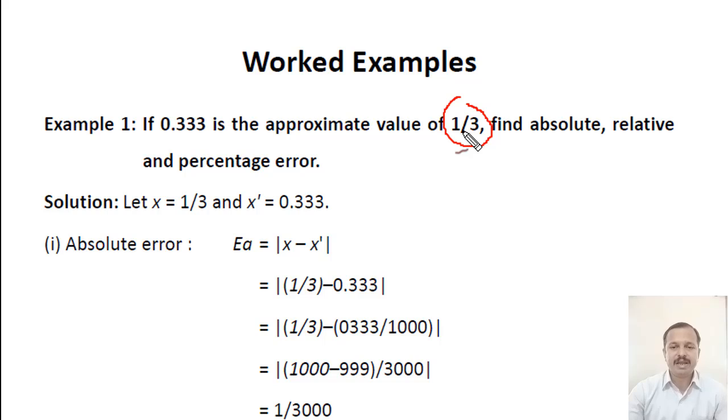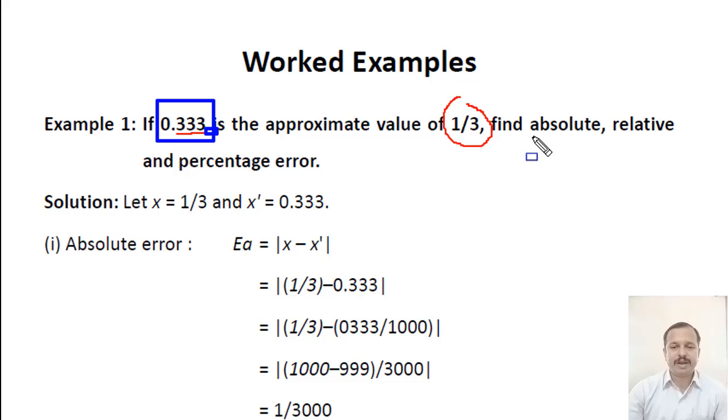Non-terminating, infinite decimal digits will be there, and that has been approximated by retaining only 3 digits after the decimal point. So this is the approximate value of the given number 1 by 3. So here x is 1 by 3 and x dash is 0.333.